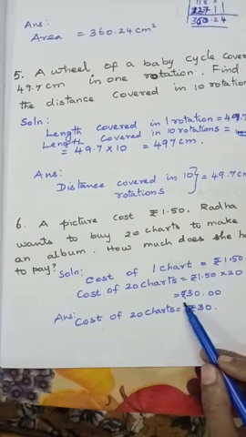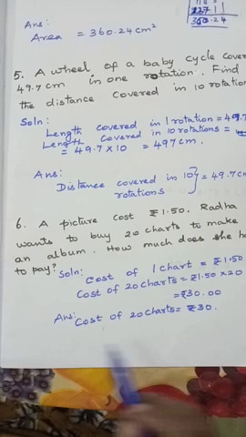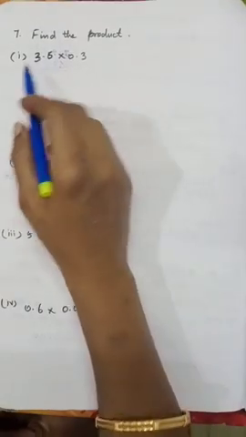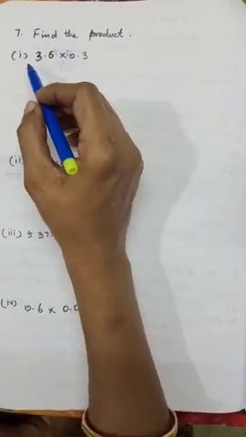1.50 into 20 is equal to rupees 30.00. So the cost of 20 charts is equal to rupees 30. Seventh problem. The product of that first operation.